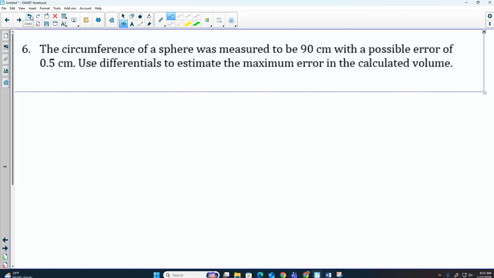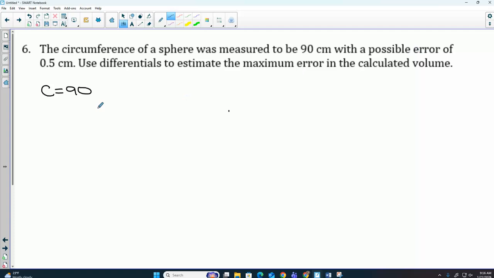So all of those problems are really like section 3.9, our related rates problems. This one is 3.10. The circumference of a sphere was measured to be 90 centimeters, so our C equals 90, with a possible error. So if I'm just talking about error, that's my dC, which is 0.5. Use differentials to estimate the maximum error in the calculated volume. So error in volume would be dV.